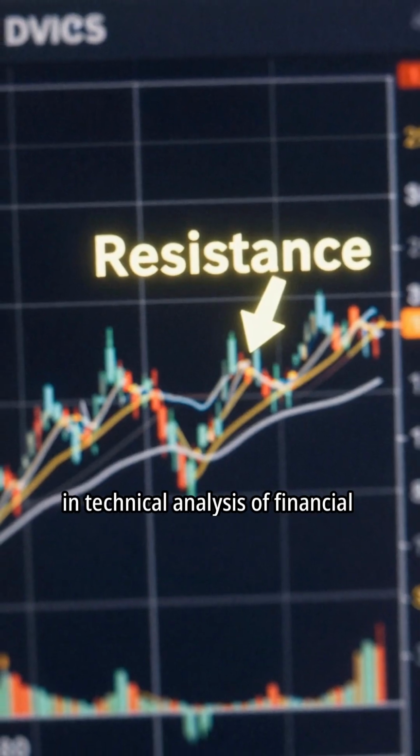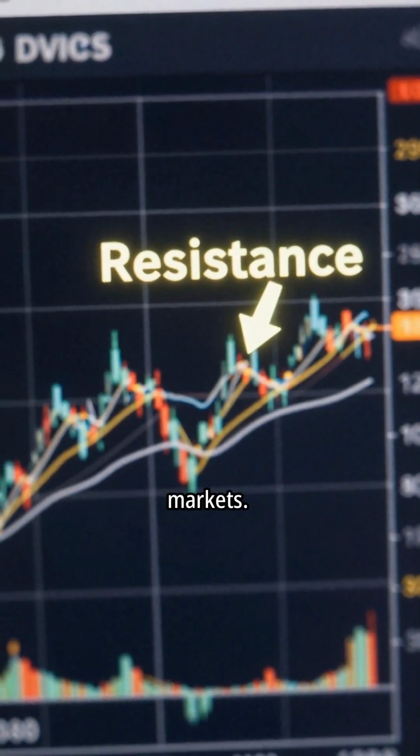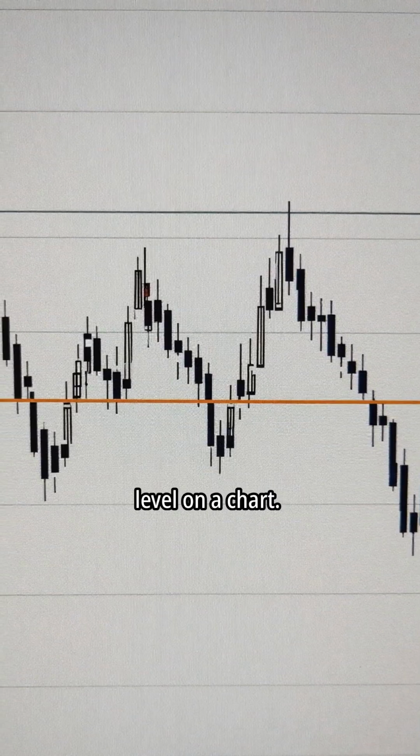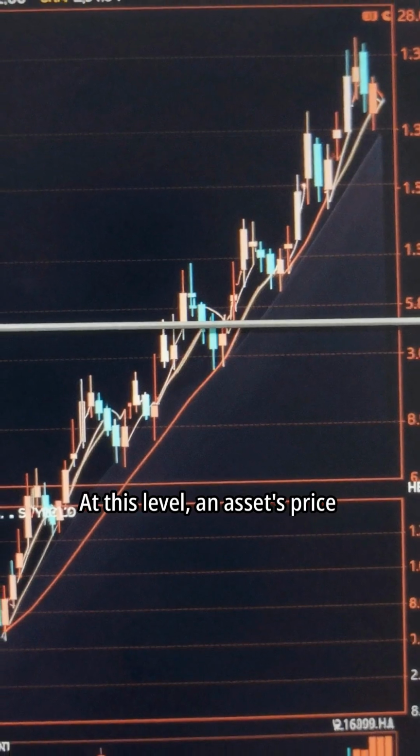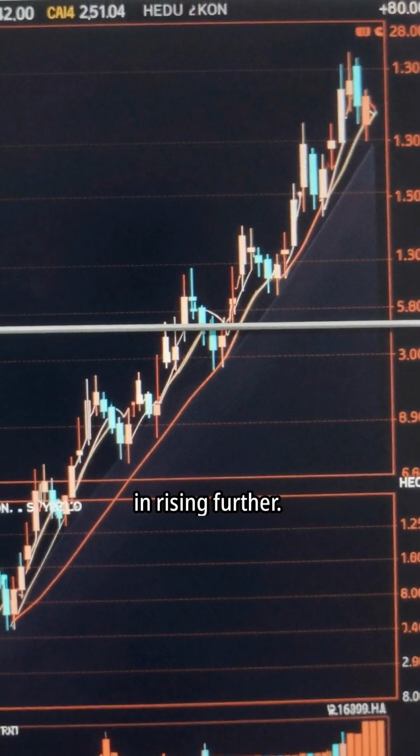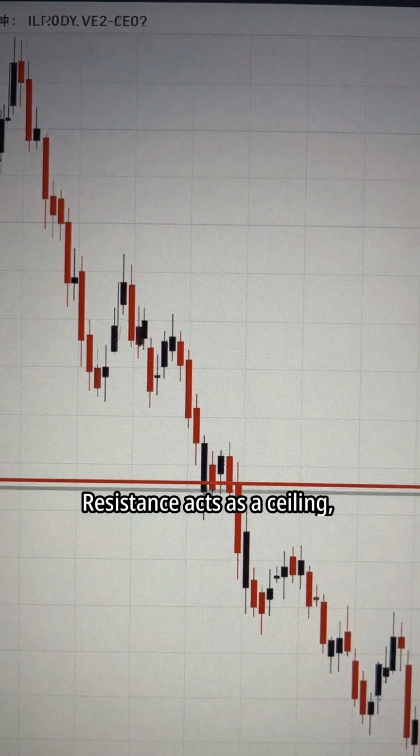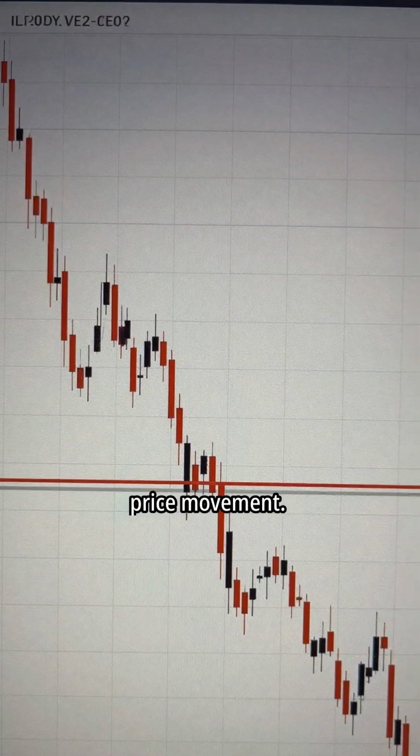Resistance is a key concept in technical analysis of financial markets. It refers to a specific price level on a chart. At this level, an asset's price tends to encounter difficulty in rising further. Resistance acts as a ceiling, temporarily halting upward price movement.